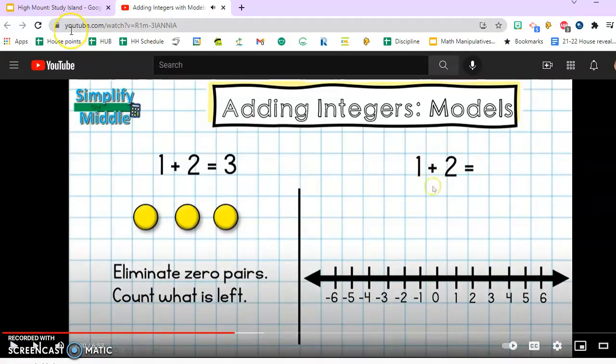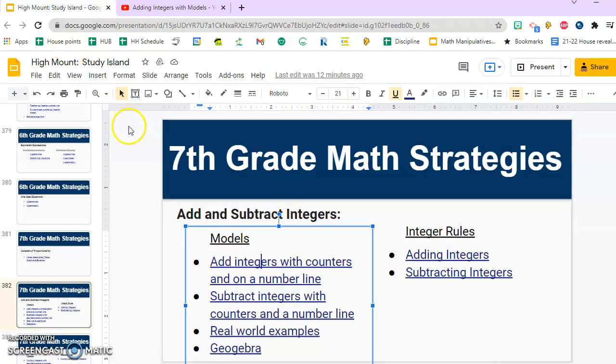Again, as a kid, this might be overwhelming to see counters and number line, but as a teacher, it's good to see both of them in play and how they relate to each other. Now, after we do all of these models, we want to make sure that we are still getting back to the standard algorithm. We're still getting back to the rules, and that is included as well. But definitely do not start with the rules.